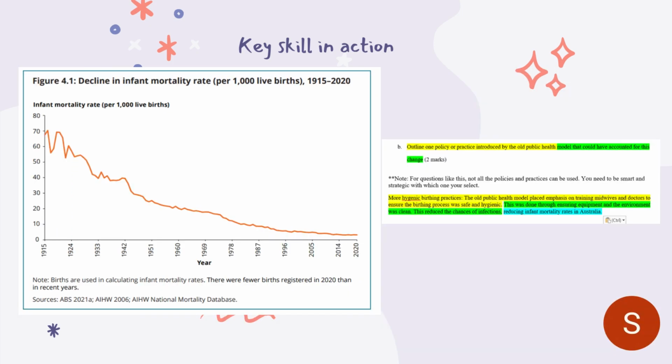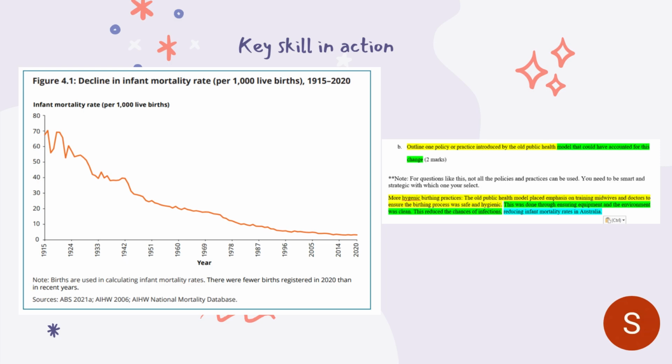So here's an example that I just grabbed from the Australian Institute of Health and Welfare, which has some really good graphs in there that you can use to practice. This is showing infant mortality rates from 1915 to 2020, and we can see that there's a decline. Part A of this question was a data question. Part B, outline one policy or practice introduced by the old public health model that could have accounted for this change.